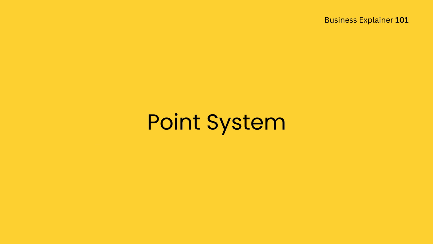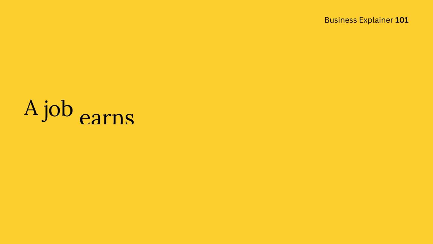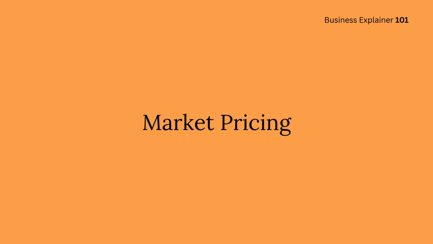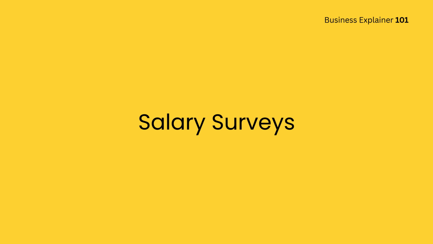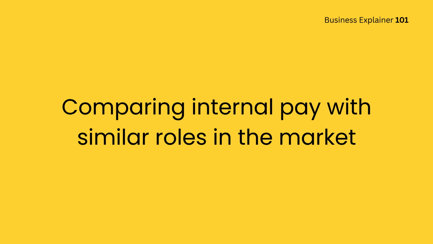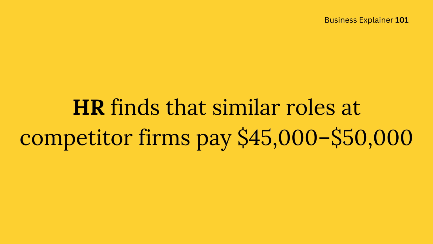And last is point system. Jobs are scored on key factors like skills, effort, and responsibility. Example: a job earns 300 points for complexity, more than one earning 250. 2. Market pricing. A component of this is benchmarking with industry rates using salary surveys, comparing internal pay with similar roles in the market. Example: HR finds that similar roles at competitor firms pay $45,000 to $50,000.